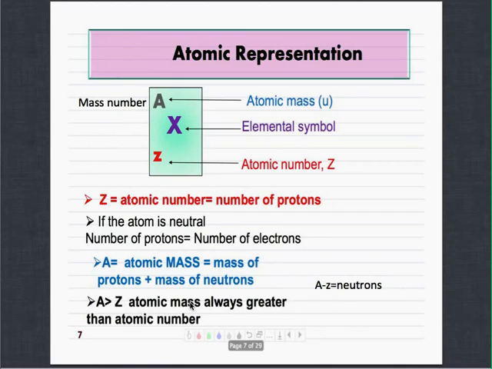charged. It isn't X minus or X plus or X2 minus or X2 plus. Those are charged atoms, which we're going to call cations and anions. Sometime today we're going to learn that.